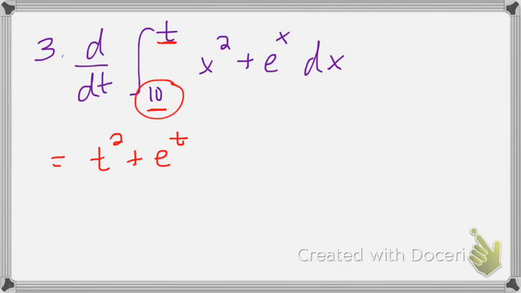Think about if you found that antiderivative, and then you plugged in the t, and then you plugged in the 10, and then you take the derivative. The part where you would plug in the 10, that would give you 0, so the 10 doesn't really matter in this type of problem.